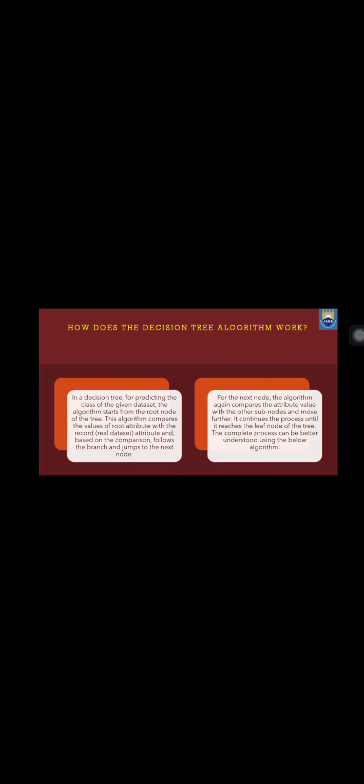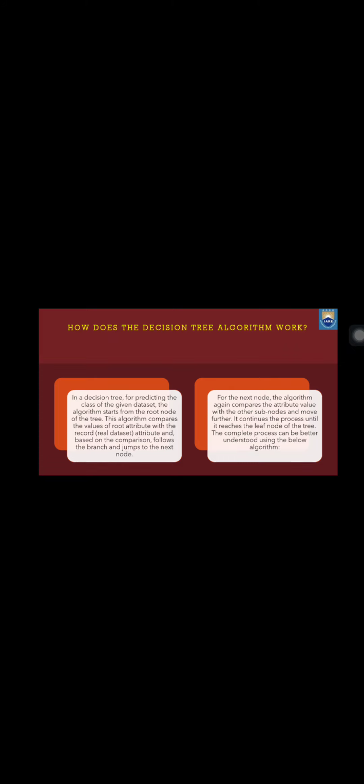Next, how does the decision tree algorithm work? In a decision tree, for predicting the class of the given data set, the algorithm starts from the root node of the tree. This algorithm compares the value of the root attribute with the record, the real data set attribute, and based on the comparison follows the branch and jumps to the next node. For the next node, the algorithm again compares the attribute values with the other subnodes and moves further. It continues the process until the end, which can be better understood using the algorithm.